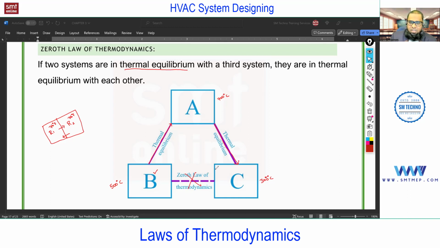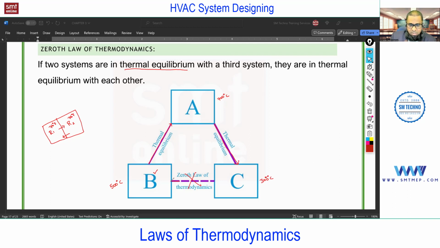First of all, whenever there is a temperature difference, heat will transfer, right? And the direction of that heat transfer we'll discuss in the second law. But everyone is aware that when you connect two bodies at different temperatures, heat will transfer because of this temperature difference. So the heat from A will transfer to C, and heat from A will transfer to B. After some time, the temperature of the three bodies will be the same. That is the zeroth law.